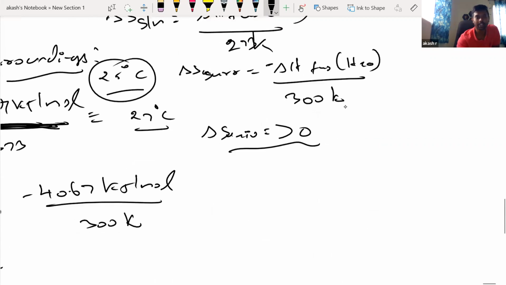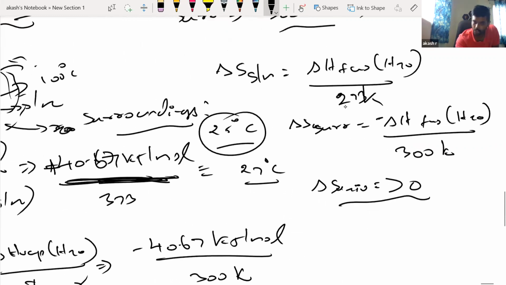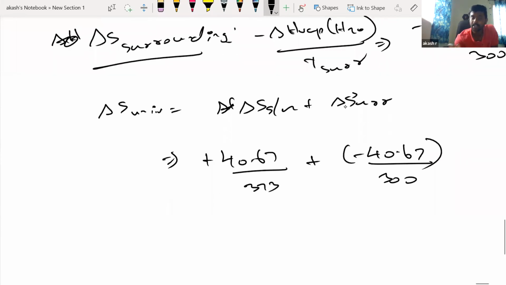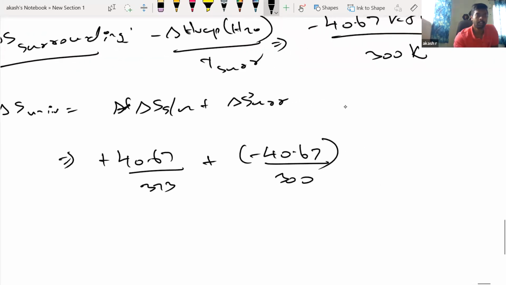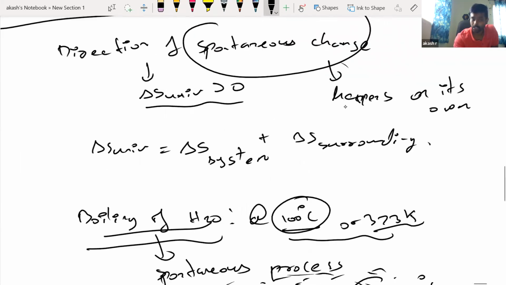And for boiling, let me clarify what exactly is going to happen. What are we doing wrong there? It should also be greater than 0 only. When you calculate your delta S universe, you should be getting a value which is greater than 0. No doubt about it. So that is about your second law of thermodynamics with respect to your spontaneous change.